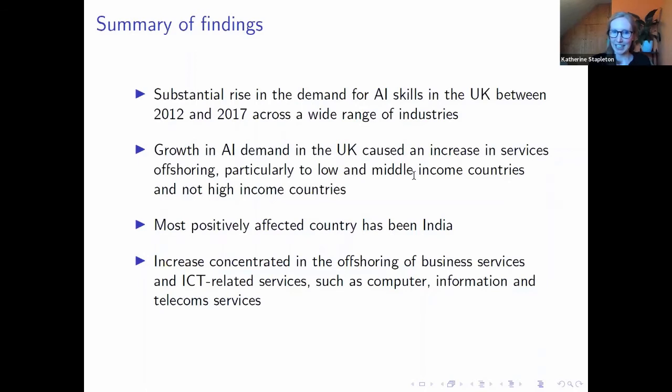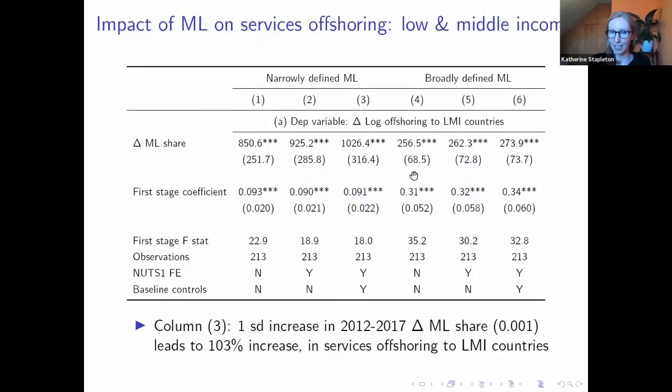Then, secondly, I found that growth in AI demand in the UK has actually caused an increase in services offshoring, but this increase has only been felt for low and middle income countries and not high income countries. And when we delve into what's going on, it appears that the main country benefiting has been India. And this has been a causal impact on the offshoring of business services, ICT related services, and things like computer, information and telecom services.